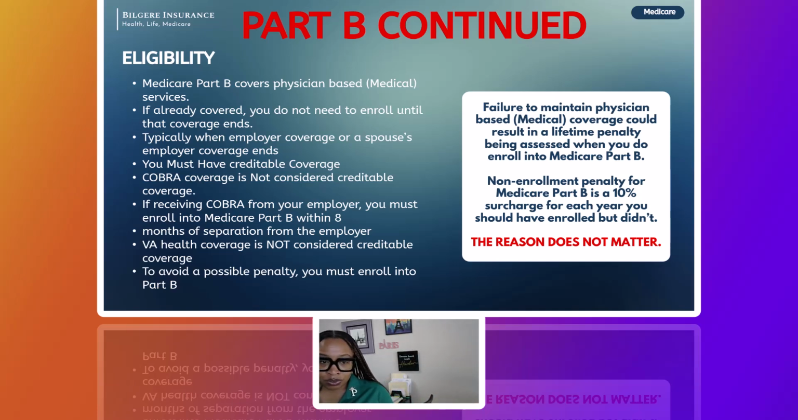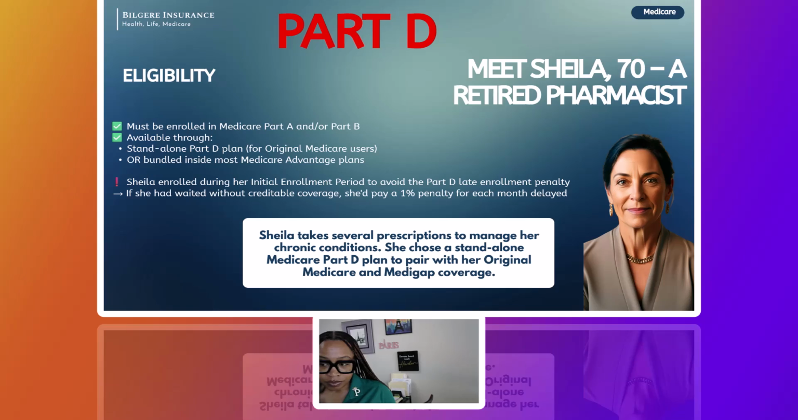Let's move on to Part D. Skipped around a little bit. We'll go into Part C after because I really want us to understand what the Medicare original parts are if that is what you decide to do. So let's talk about Sheila, who's 70, a retired pharmacist. She takes several prescriptions to manage her chronic condition. She chose a standalone Medicare Part D plan, and she still hasn't decided whether or not she'll stay on original Medicare or add a Medigap coverage or even an Advantage plan.